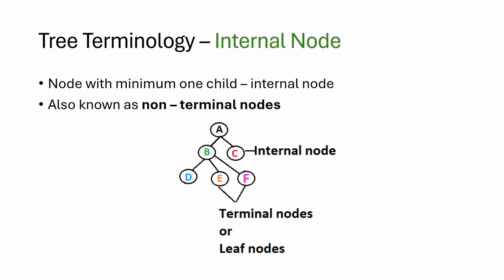And the next one is internal node. A node with minimum one child, except the root node. We have D, E, F. So B is called an internal node, whereas C doesn't have any child nodes, so you cannot call C an internal node. In the example of this tree, B is called an internal node.